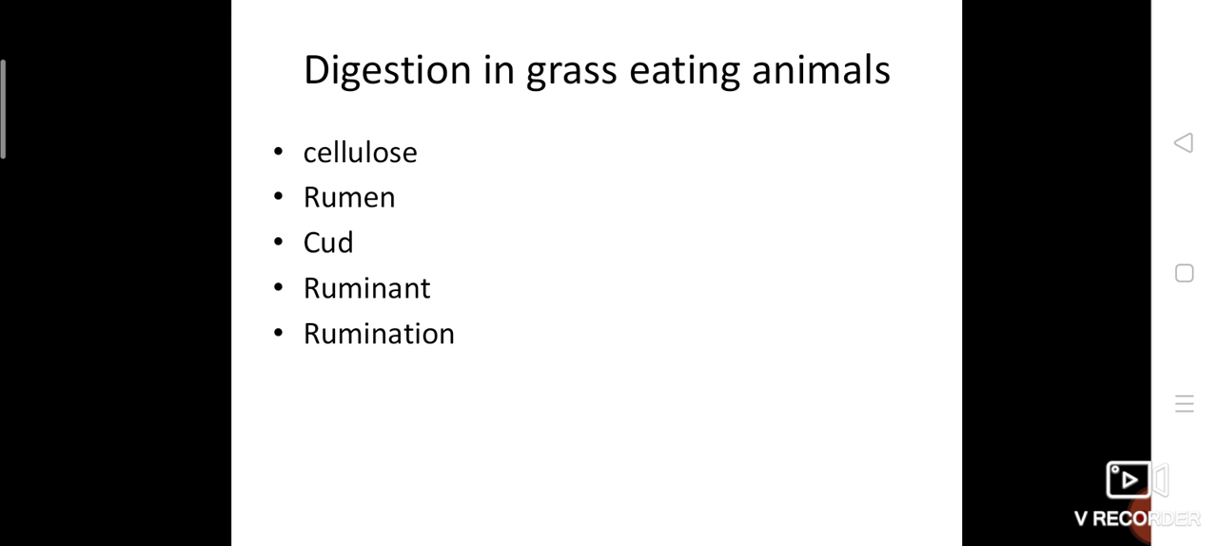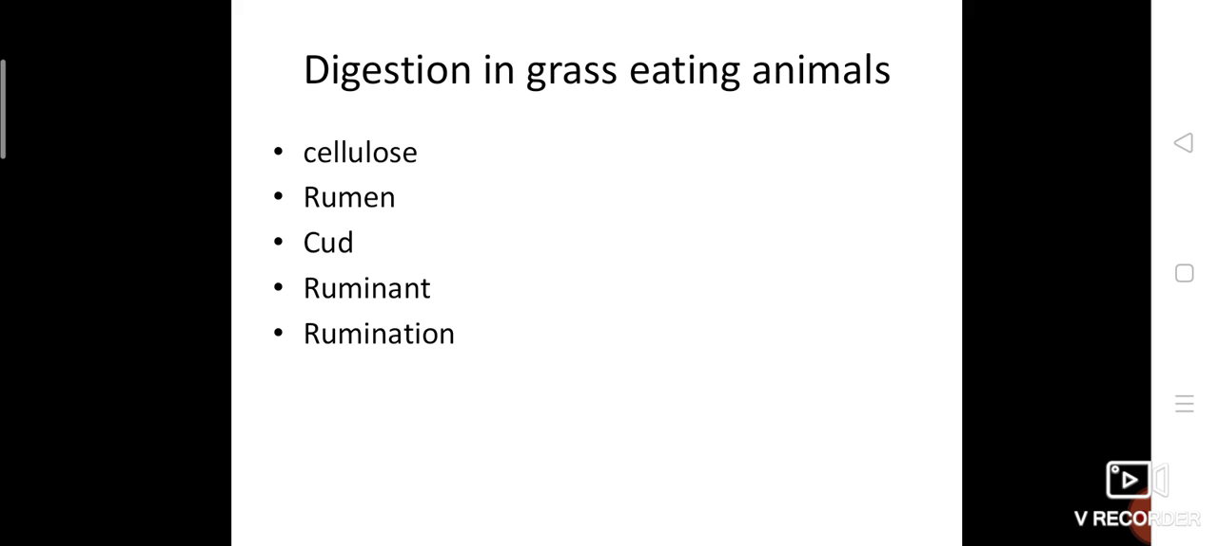Now we are going to talk about digestion in grass eating animals. When we talk about digestion in grass eating animals, it is more or less related to that of humans, but one additional organ is present in animals, that is called rumen. So when we talk about grass eating animals, we have to remember these terms: cellulose, rumen, cud, ruminant, rumination.